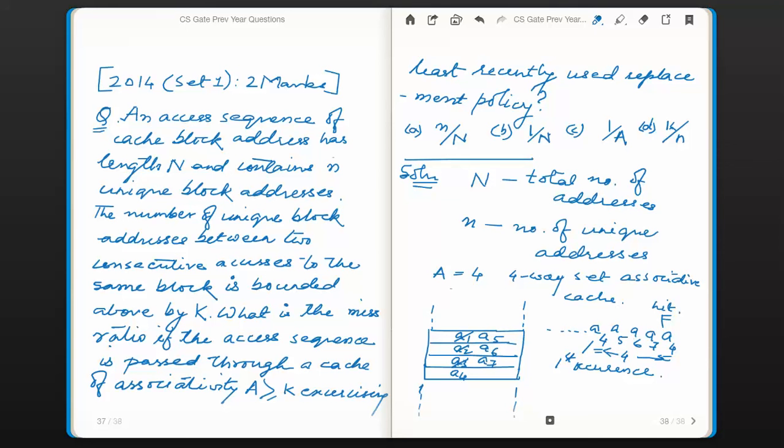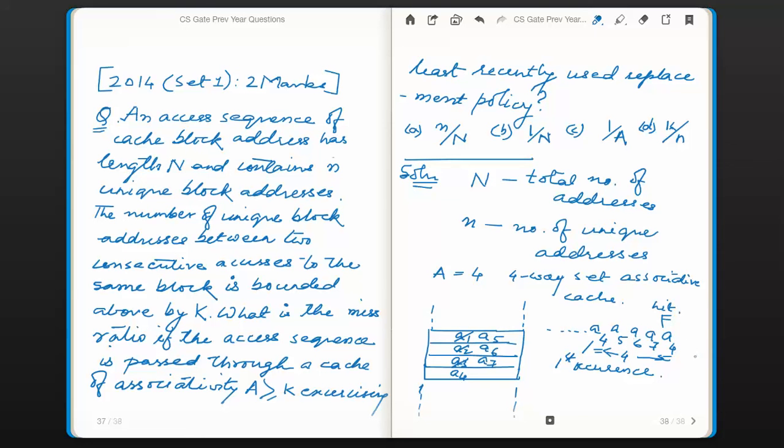But because of this constraint that the positions of the repeating values should not differ by more than 4, that is the associativity number of the cache, what we can say for sure is that for any block address, the second occurrence onwards would always result in a cache hit, right? So this is the observation. And for the first occurrence, we have already concluded that the first occurrence of any block address would always result in a cache miss. Second occurrence onwards, because of this constraint that the positions cannot differ by more than the associativity of the cache, it would always result in a cache hit.